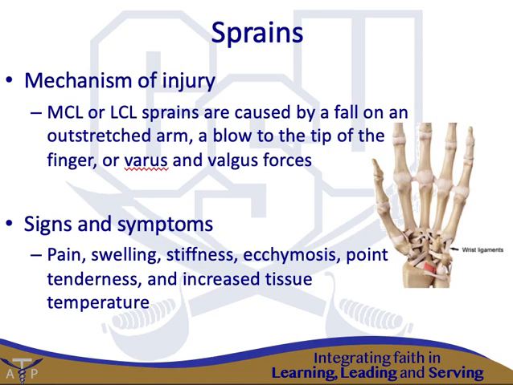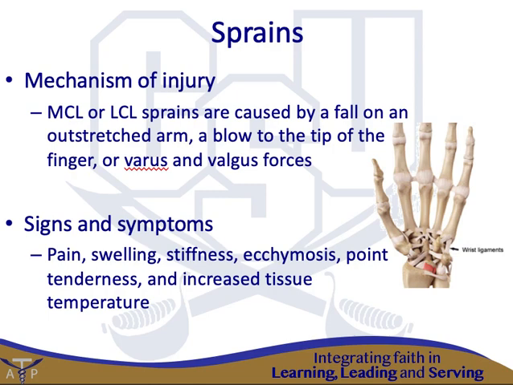Sprains of the wrist also occur, and they can occur at any of the joints of the fingers. Collateral ligaments exist not only at the elbow but also of the wrist and fingers. The wrist joint and every joint of the finger, including the distal, proximal, and metacarpal phalangeal joints, have medial collateral ligaments and lateral collateral ligaments. So any one of these different ligaments can be sprained.